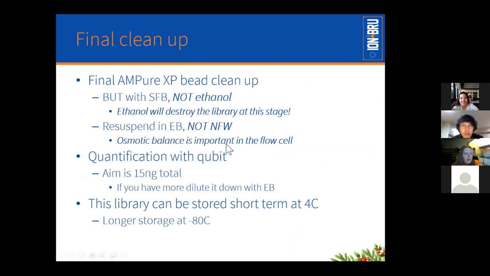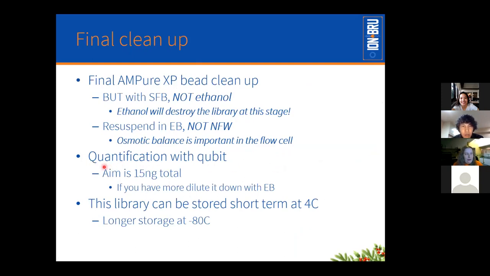And you also want to make sure you resuspend in the elution buffer and not water. All the other ampure cleanups, you've been using your ethanol and then resuspending in water. This one you want to make sure it's the EB, just because the osmotic balance is so important in the flow cell. The pores are quite sensitive to the chemistry, and you need to make sure you don't dilute anything down that you shouldn't.